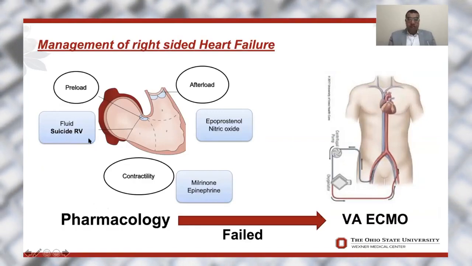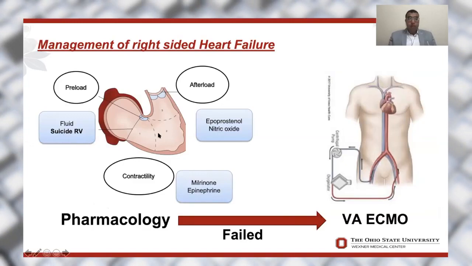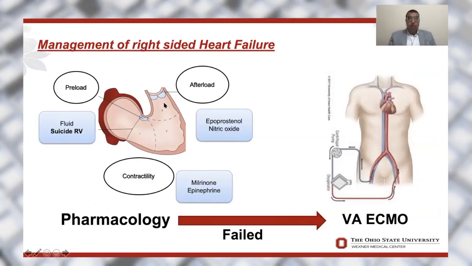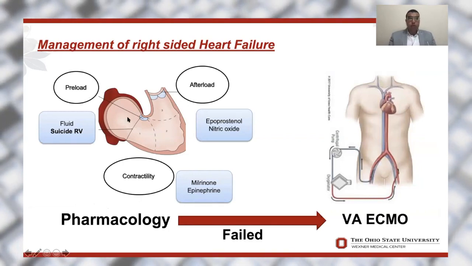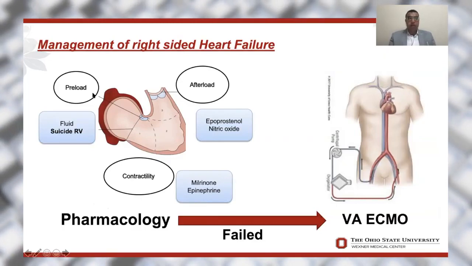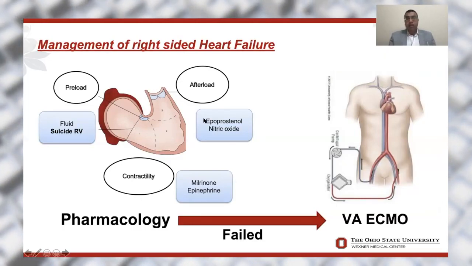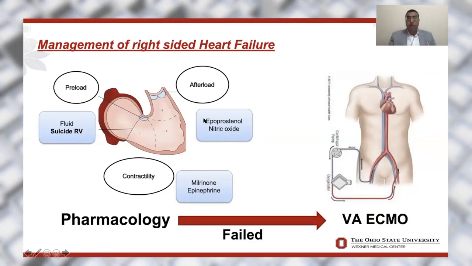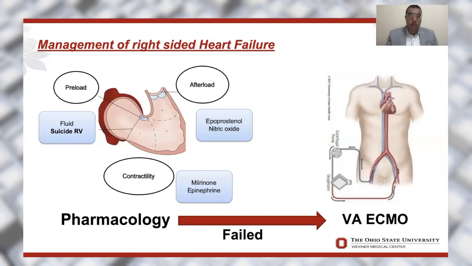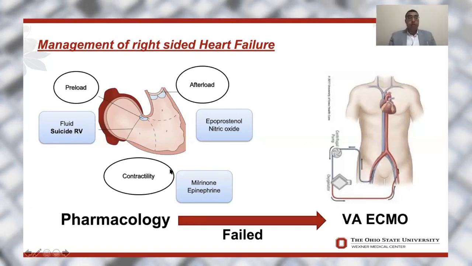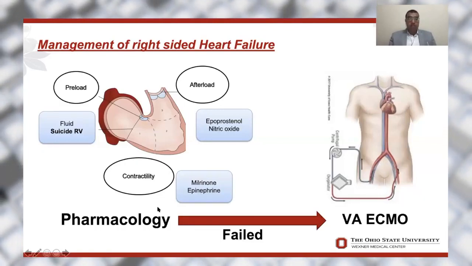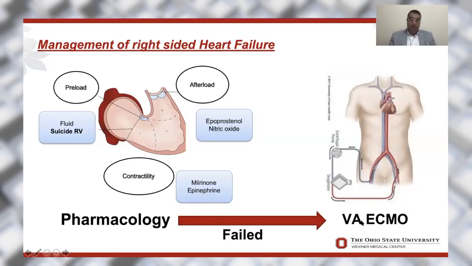Suicide RV is a very nice term. The RV has some sort of increased afterload, and then you push fluid, so the RV will be stuck between increased preload and increased afterload. So please decrease the fluid, decrease the afterload by inhaled epoprostenol, as we talked about, or inhalation of nitric oxide. If epoprostenol is not available, you can enhance the contractility by milrinone, epinephrine, pharmacology, or VA ECMO.